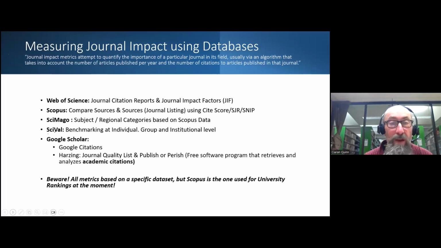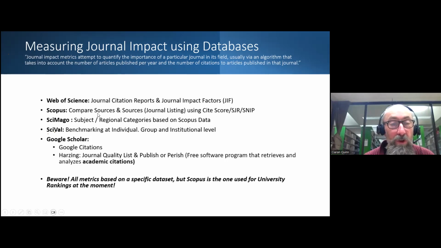And then, if you wanted to measure the impact of journals, these impact measures attempt to quantify the importance of a particular journal in its field via an algorithm that takes into account the number of articles published per year and the number of citations to articles published in that journal. Okay, so it is a quantitative measure as opposed to maybe a qualitative one, like an altmetrics tool that'll measure the interaction with your papers, the communication around your papers. This is a quantitative thing. It's counting citations. And in Web of Science, they have Journal Citation Reports and the journal impact factor.